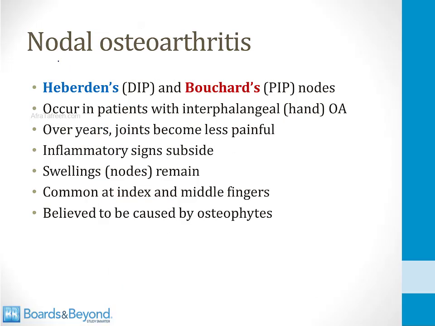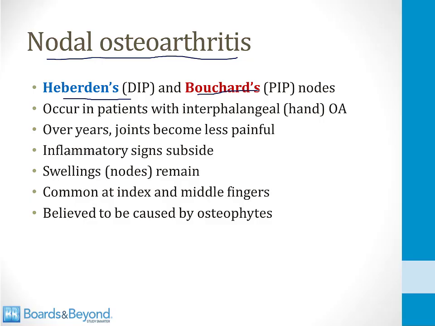In some patients with osteoarthritis, they develop swellings in the joints of the fingers, and when this happens, those swellings are called nodes, so this is called nodal osteoarthritis. There are two types of nodes that can be seen in osteoarthritis. Heberden's nodes are the distal nodes, and Bouchard's nodes are the more proximal nodes. I'll show you a picture of this in a minute.